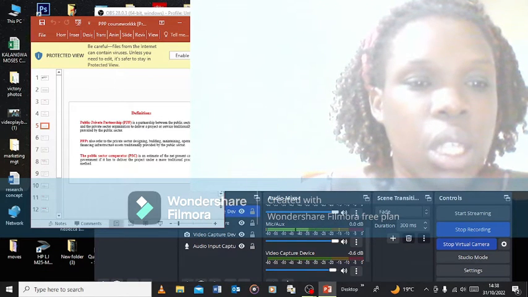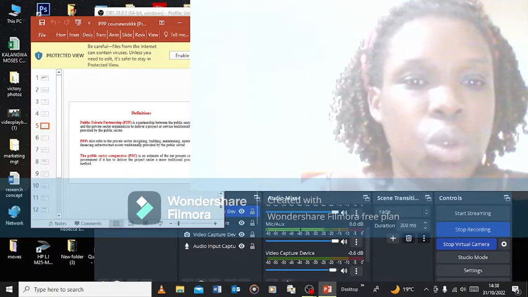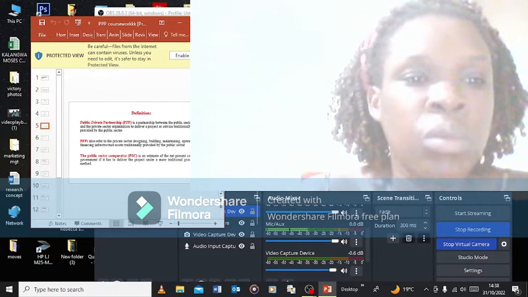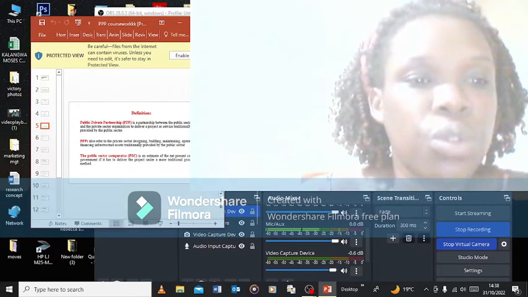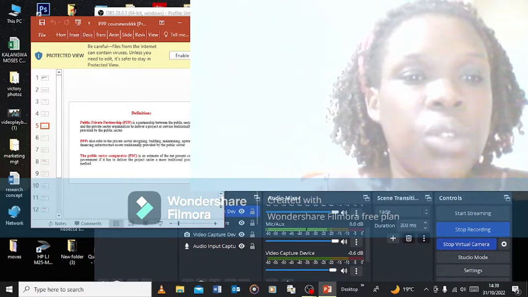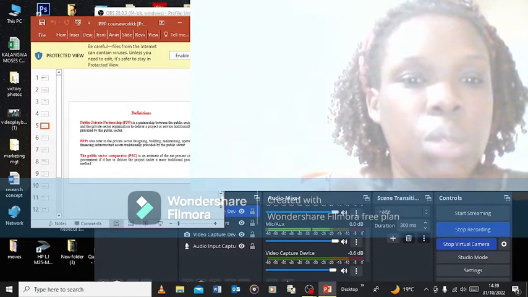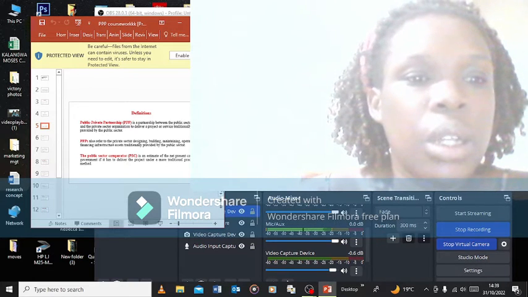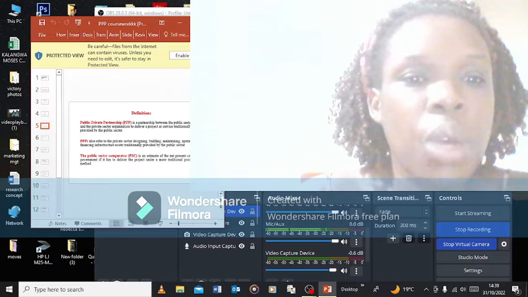definitions of these. The public sector comparator is an estimate of the net present cost to the government if it has to deliver the project under a more traditional procurement method. And we shall also see the definition of public-private partnership, which refers to the private sector designing, building, maintaining, operating, and financing infrastructure assets traditionally provided by the public sector.